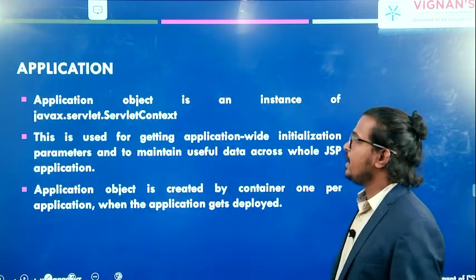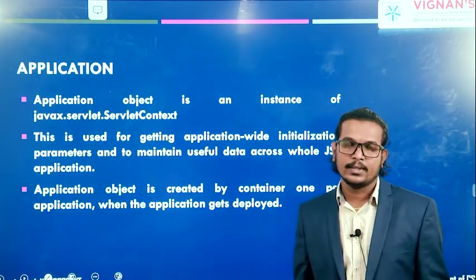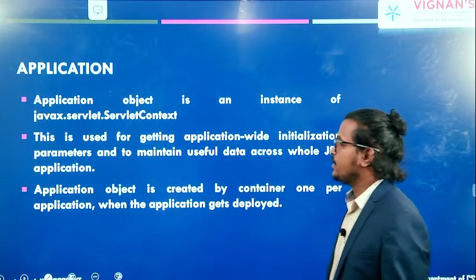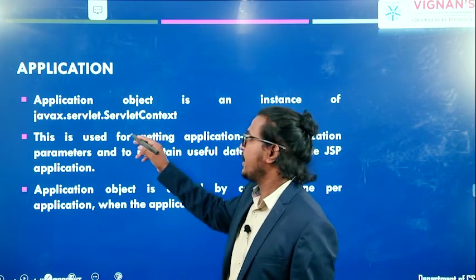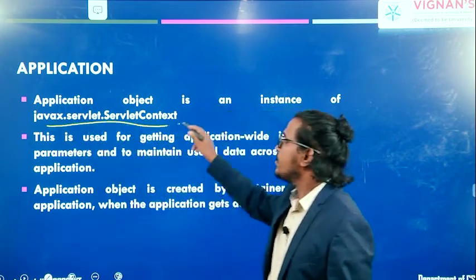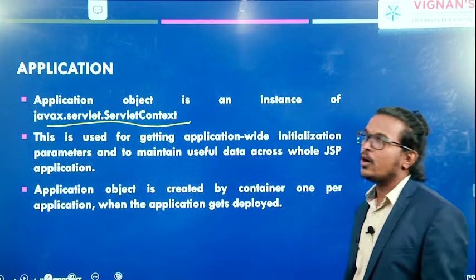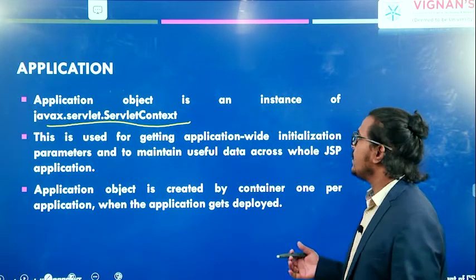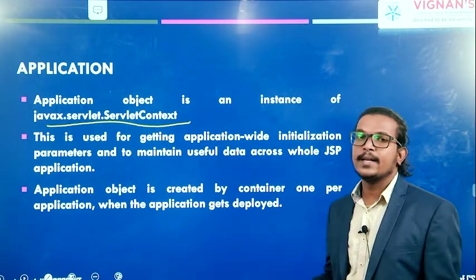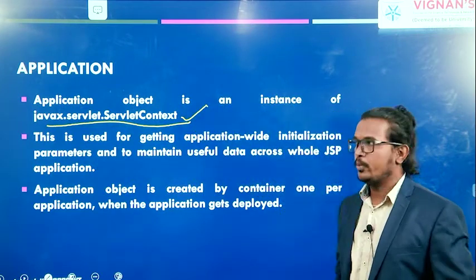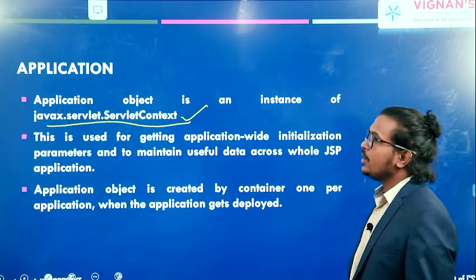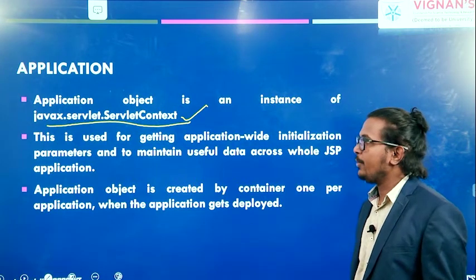So next one is the application object. What is this particular application object? This application object is available in the javax.servlet context package. In that particular package only we can get this application object. What is the use of this particular application object?